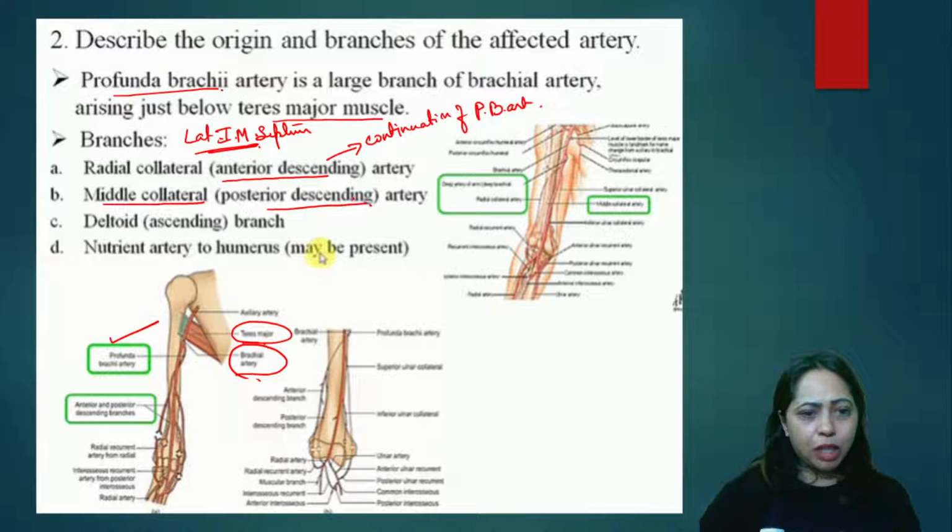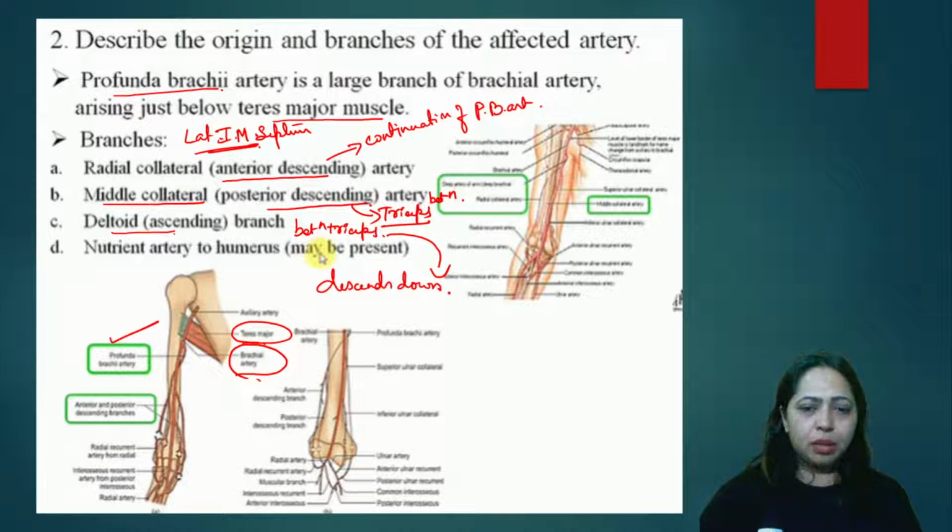The posterior descending actually pierces the triceps. It passes between the triceps to form an anastomosis around the elbow. And there is also the deltoid branch. You also see the deltoid branch. It also passes between the triceps and it descends down.